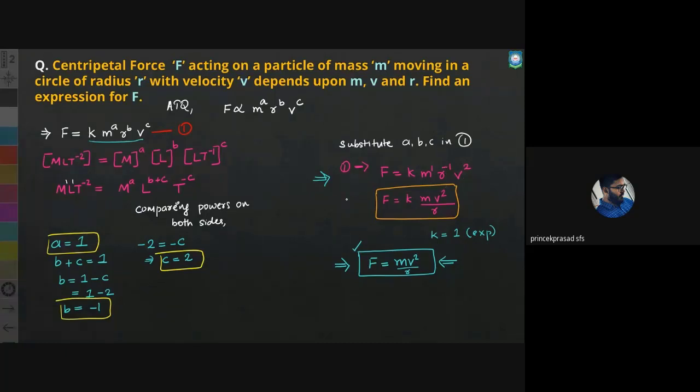Then what did I do? R raised to minus 1. R raised to minus 1 is what? The reciprocal of R, 1 by R. So I expressed R raised to minus 1 as 1 by R. That's all. Whenever you see a negative power, you should take the reciprocal, or transfer it from the numerator to the denominator. That's all. Okay, then we will do one more question from this section.